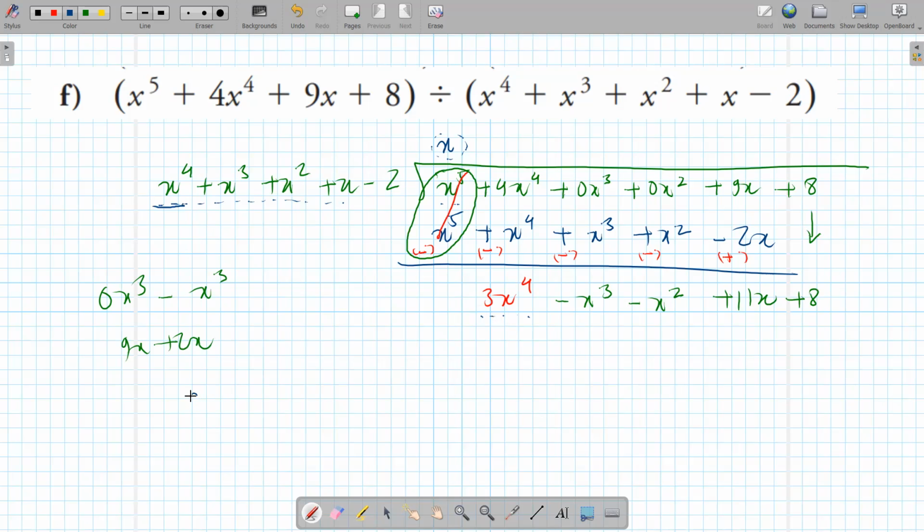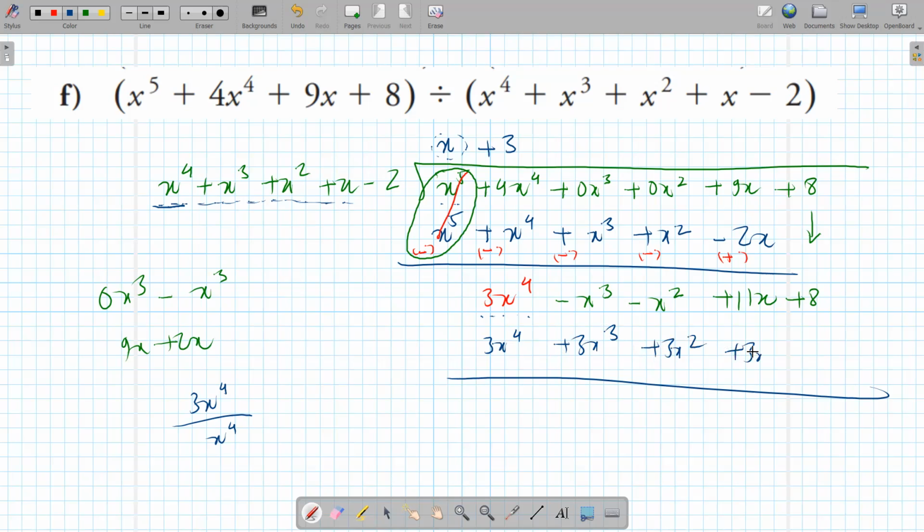In other words, what is 3x⁴ over x⁴? Just 3, right? Just 3, so plus 3. And then we multiply everything here with a 3. 3 times 3x⁴ is 3x⁴. 3 times x³ is plus 3x³. And then you kind of just keep going here. Plus 3x minus 6. And then we always know this one cancels out. And then we change the sign of everything else here.